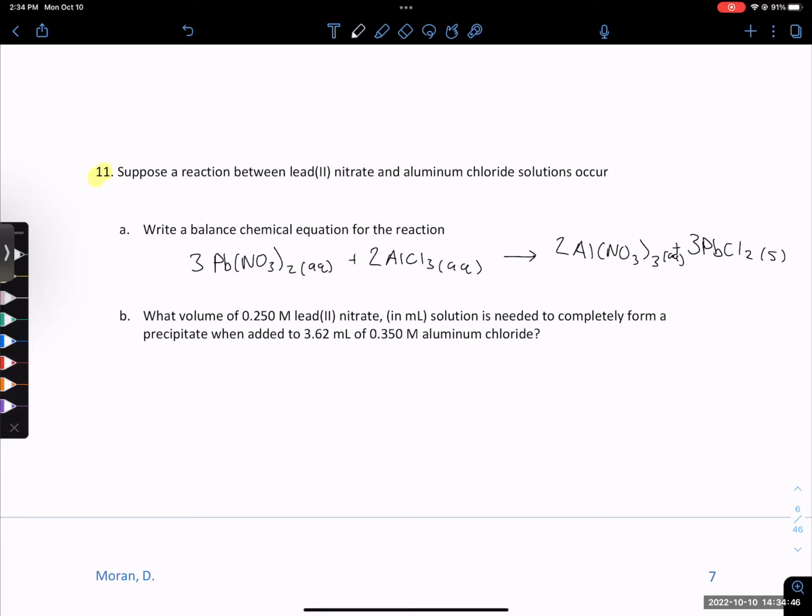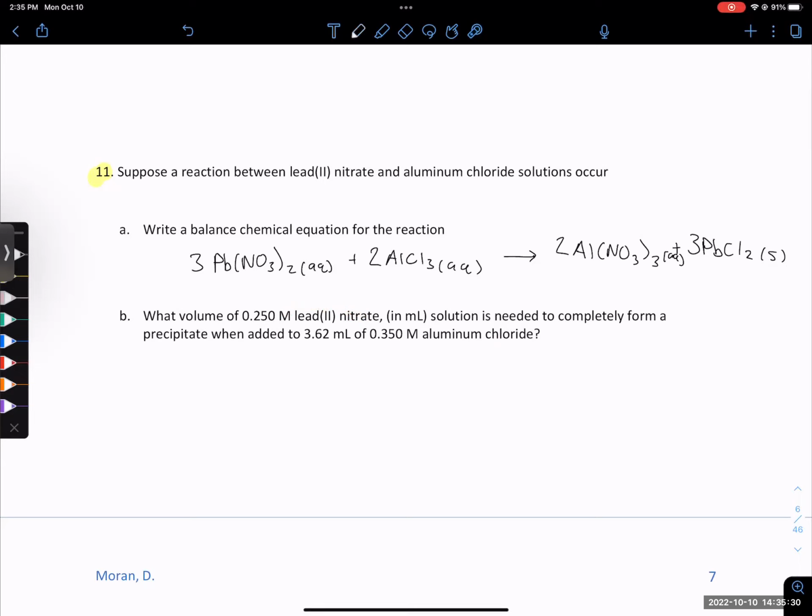And now part B is asking what volume of 0.25 molar lead(II) nitrate, in milliliters, is needed to completely form a precipitate when added to 3.62 milliliters of a 0.350 molar aluminum chloride solution. So it's basically asking what volume of this solution is required to completely react, with no excess or limiting reagents, all right? So in order to do that, we have to get the moles of aluminum chloride, right? Because it gives us enough information to calculate the moles of AlCl3. From the moles of aluminum chloride, we can get to the moles of lead(II) nitrate. And then from there, we can use our molarity equation.